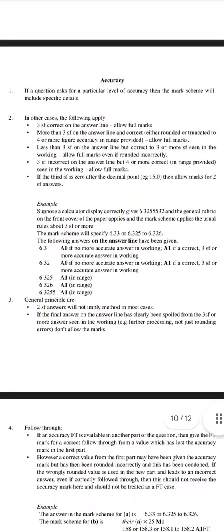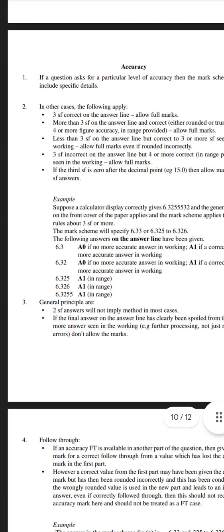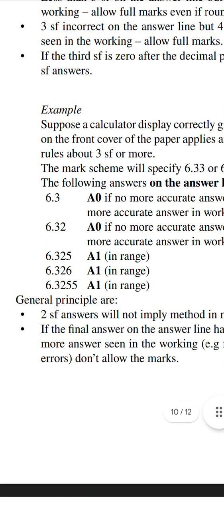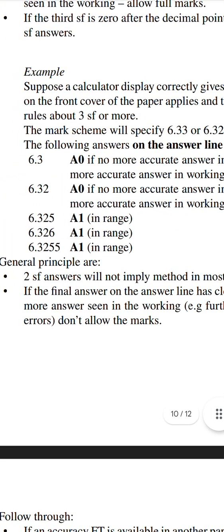If you still have this less accurate answer, you will still be awarded if you did provide a more accurate answer during the working. So the general principle is 2SF answers will not imply method in most cases. So if you just have 2SF in the answer, then it won't be accepted all that much.